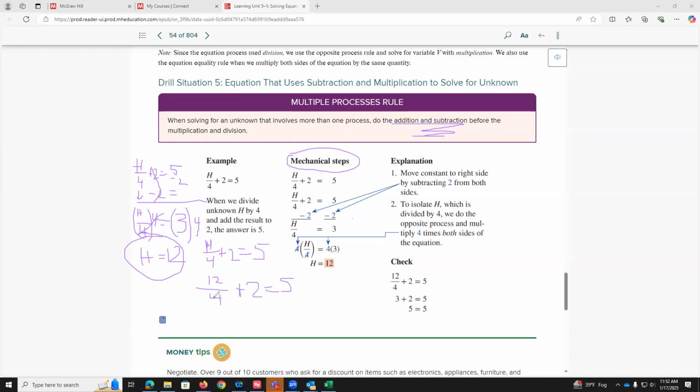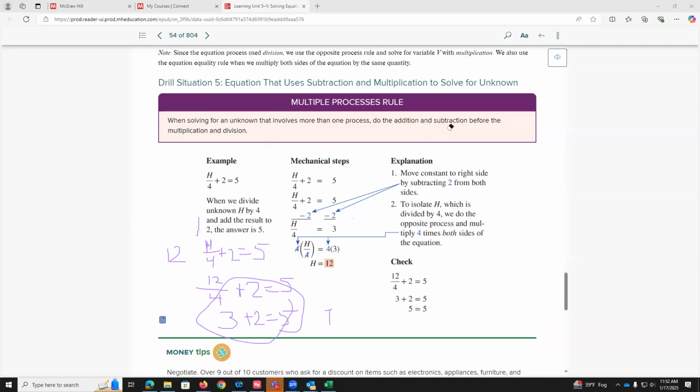So 12 divided by 4, you can put that in the calculator, or you may know it in your head, is going to be 3, plus 2 equals 5. Hey, check it out. That is true. So we are good to go on that. We've solved that equation, and that one was a little more complex than the ones that we've done before.